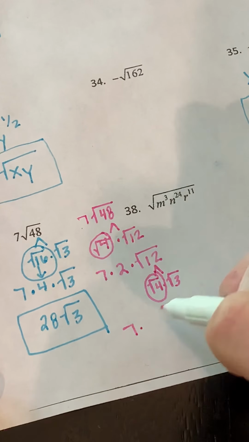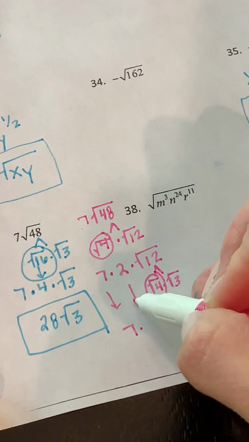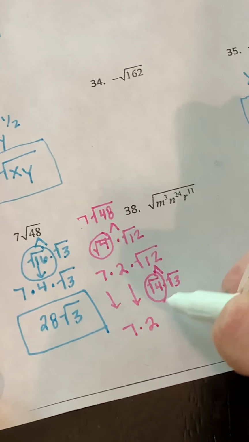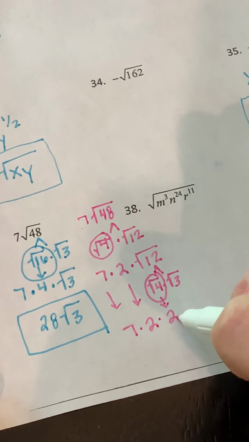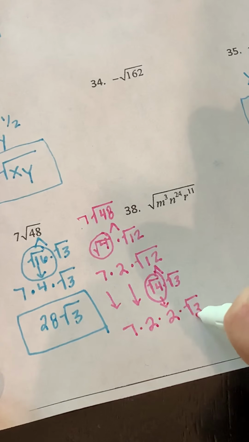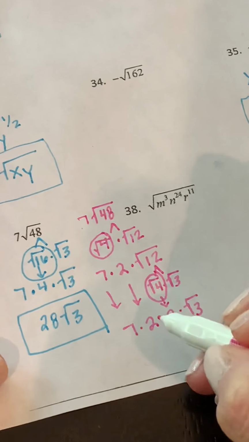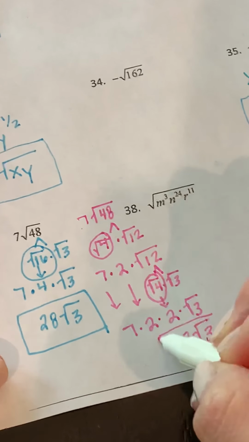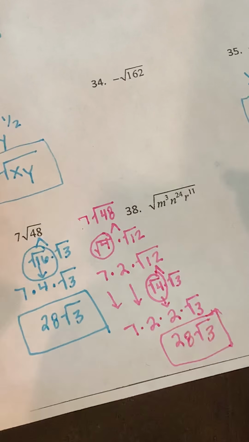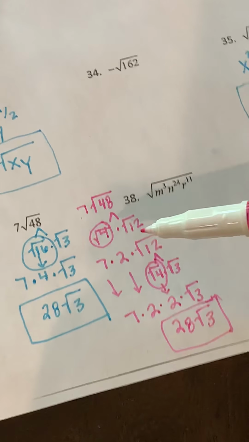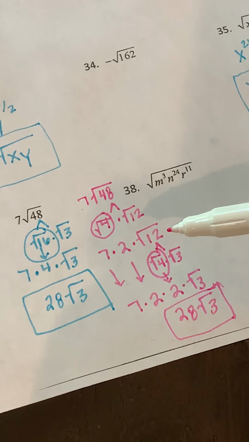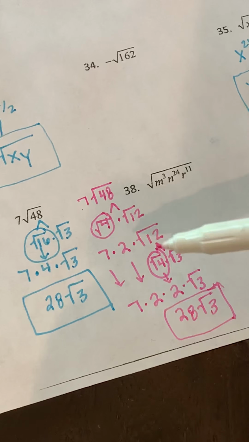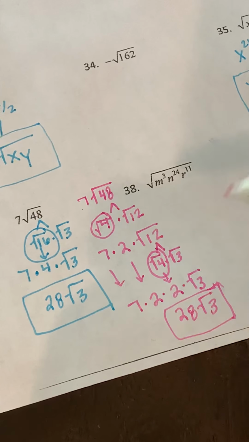So at this point, I have 7. I'm bringing these down. 7 times 2. Then I've got to take the square root of 4 and get 2, then multiply by the square root of 3. 7 times 2 is 14, times 2 is 28, square root of 3. So we got to the same answer, but you've always got to look at your radical at the end. Make sure there is not a perfect square left under the radical or a perfect square factor within that number. You have to get it to its simplest form.